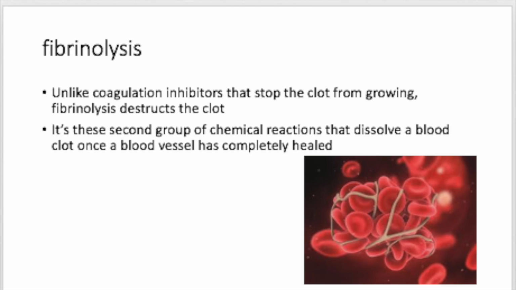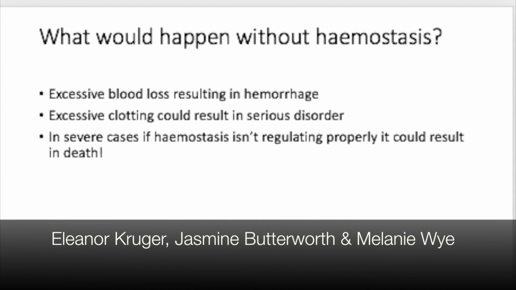The other way we see blood clots controlled is through fibrinolysis. Instead of blocking fibrin strands and stopping clot growth like we see coagulation inhibitors do, fibrinolysis occurs as plasminogen activators trigger the destruction of fibrin strands that hold the clot together. It's this second group of chemicals that are actually able to dissolve Sally's blood clot once her blood vessel has completely healed. Without it, those coagulation factors wouldn't be able to hold the plug, meaning Sally would experience hemorrhage, and if severe enough, she could potentially face death.